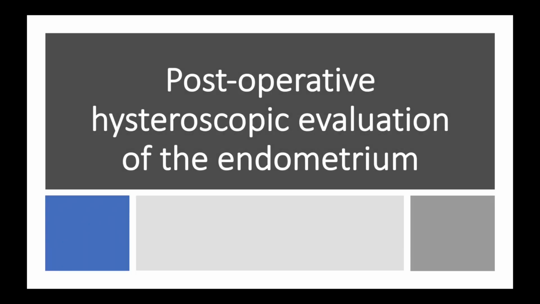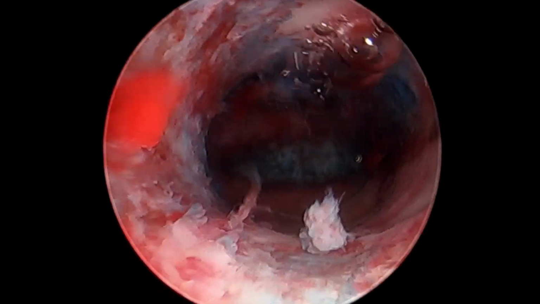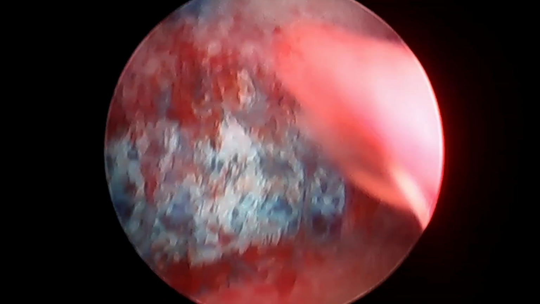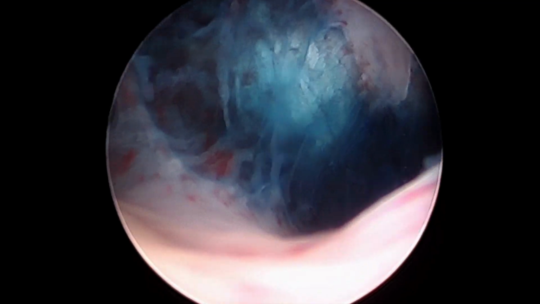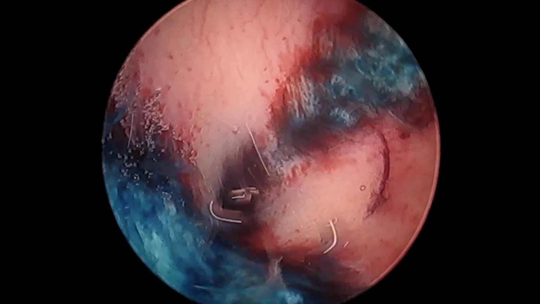Postoperative evaluation of the endometrium. This surgical footage demonstrates the endometrial cavity after the laparoscopic myomectomy was completed. No defects or suture were noted within the endometrial cavity, and some methylene blue staining was noted at the fundus where the myomectomy occurred.